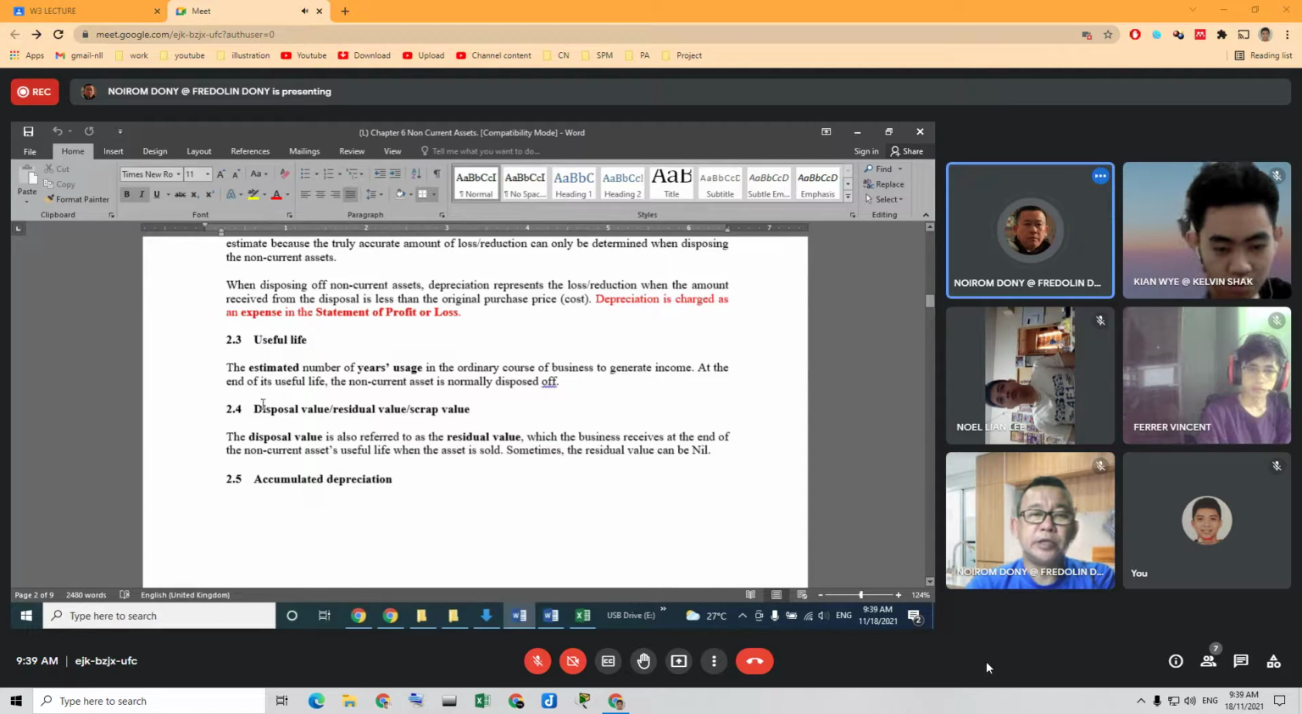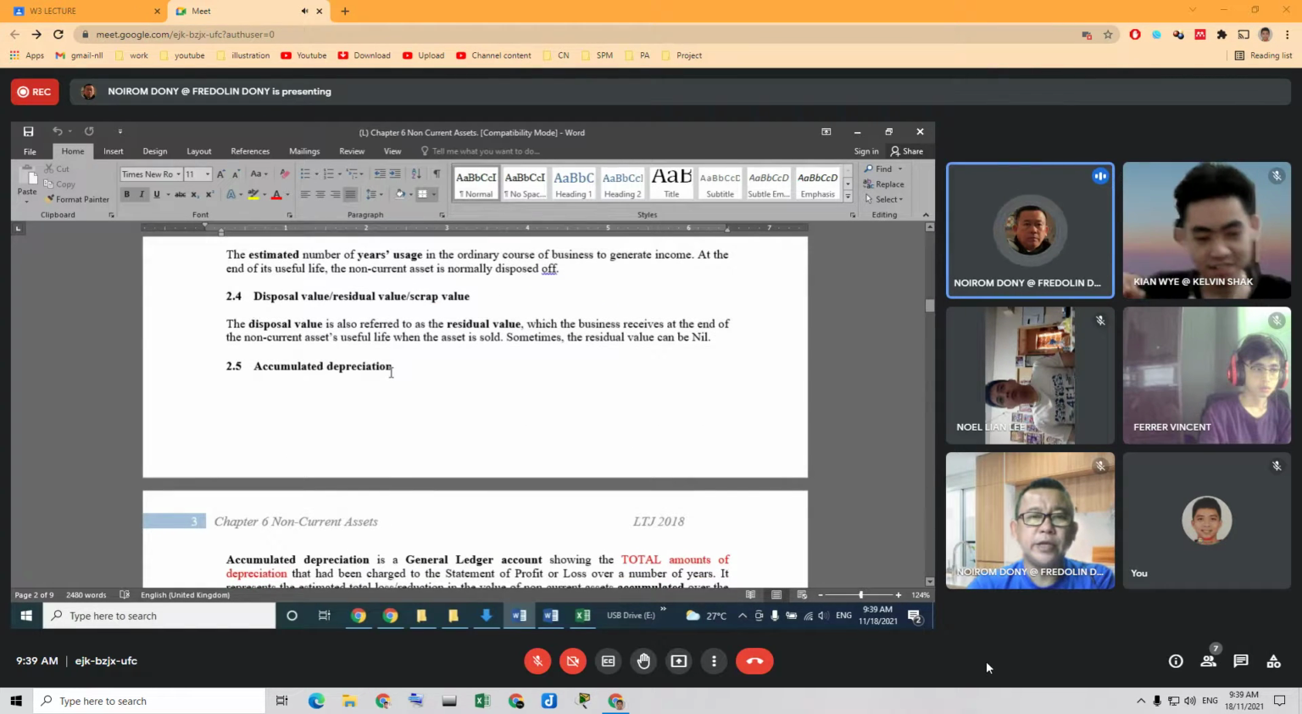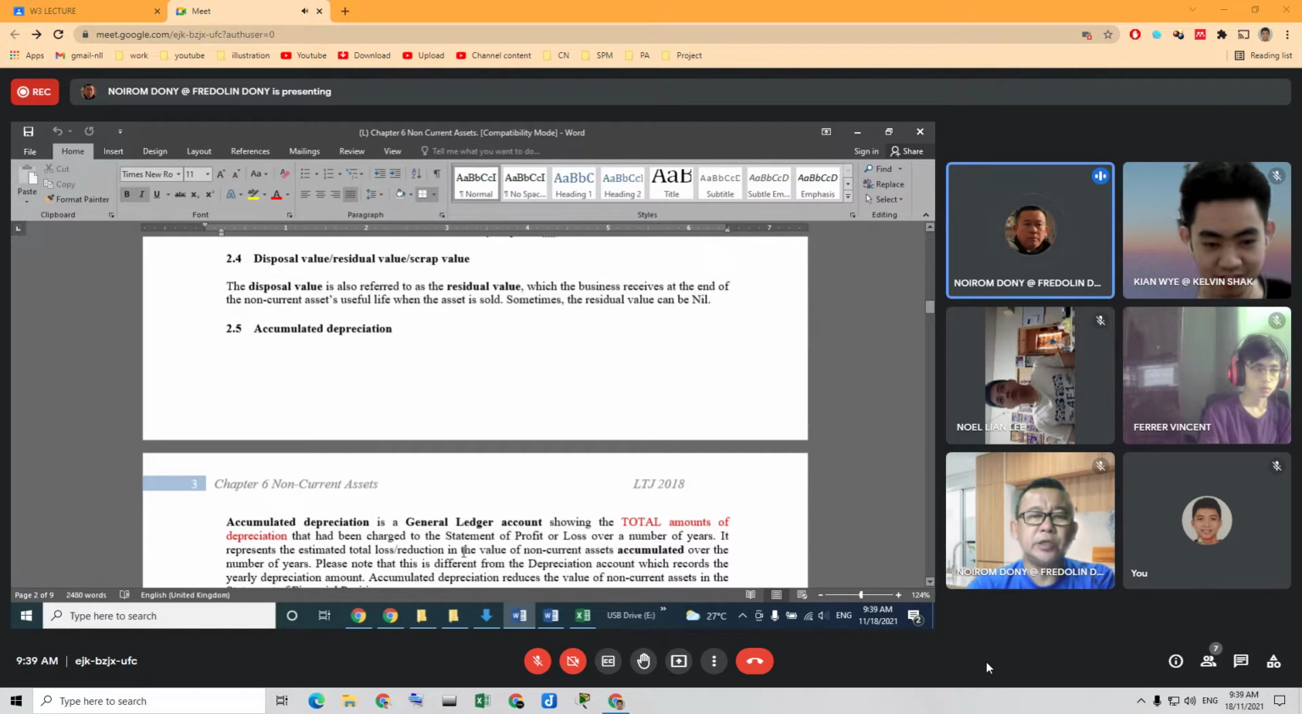Accumulated depreciation, like what I've said to you. Okay, since depreciation is an expense, it will be a debit, but we must do a credit also. Where is the credit? The credit is in accumulated depreciation. So what is accumulated depreciation? Accumulated depreciation is one of the general ledger accounts showing the total amount of depreciation that has been charged in the statement of profit or loss over a number of years.